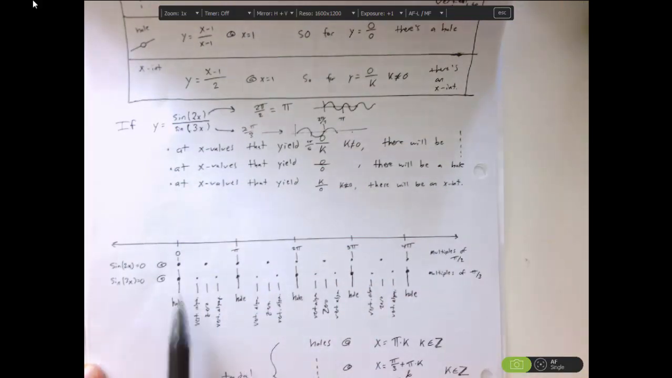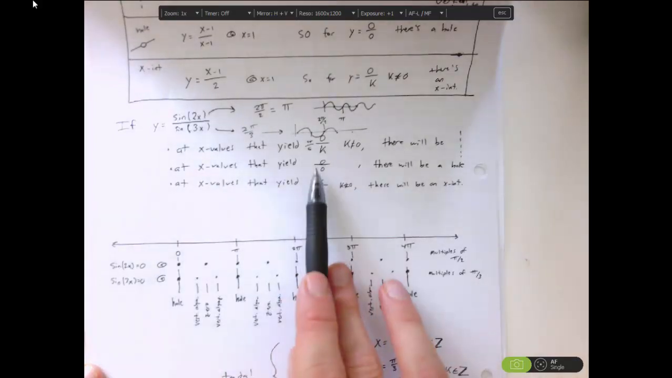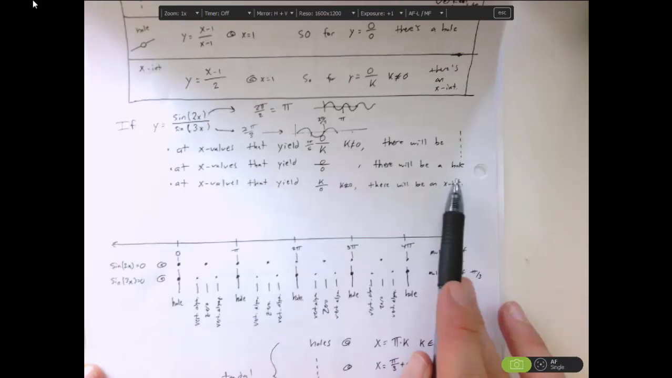So it looks like whenever I have a multiple of pi, a whole integer multiple of pi, both of these functions take on a 0 value. And I know from before, that's exactly the situation where there's going to be a hole in my function. So I got holes there.